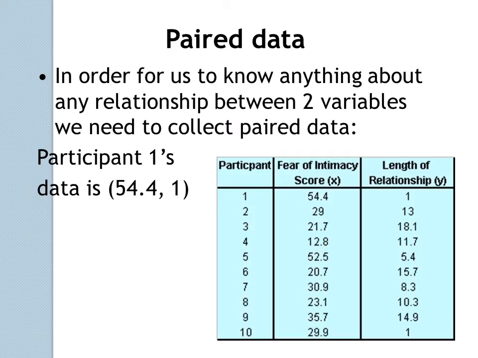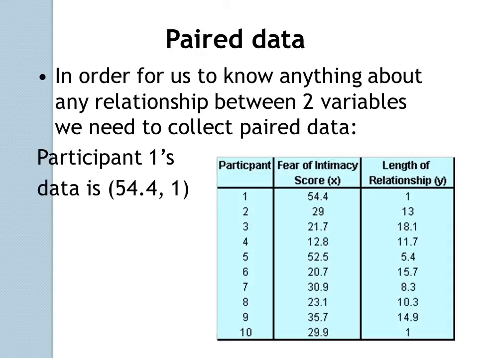So for regression, we typically collect paired data. This is unlike a design where you have two groups of participants who you are then comparing on a single variable. For example, you have a group of men and a group of women, and you measure the men's weight and the women's weight, and you compare those two. What we have instead is a single sample group, and we're looking at the measurements on two variables for that sample group. And this will tell us if there is a relationship between those two variables. So for example, in this one, we're looking at how afraid people are of intimacy and how long they've been in a relationship.